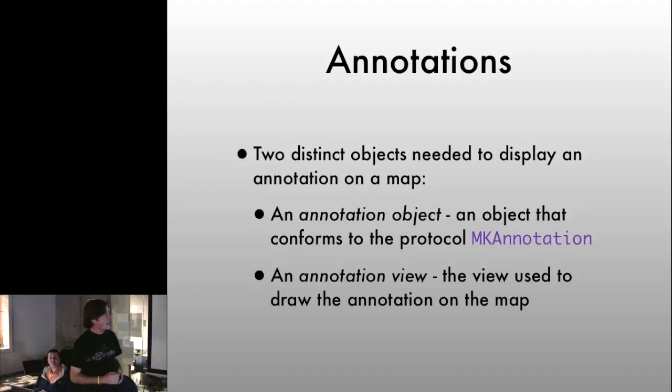So there are two things you need to put an annotation on a map. The first you need is an annotation object, which is an object that conforms to the protocol MKAnnotation, which is incredibly simple. I think it has a getter for the coordinate, which is that CLLocationCoordinate2D, a location on the map, and a title. That's the entire protocol. And then you need an annotation view, which is the view that will actually get put onto the map.